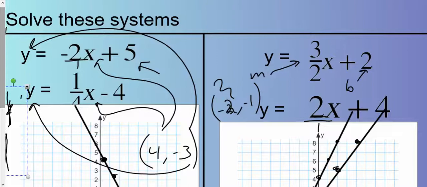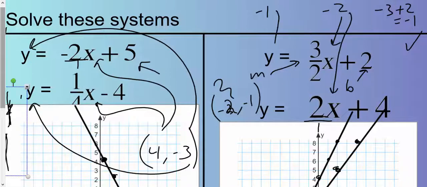And I guess I'll just show you quickly how to check. If I plug in negative 2 right here, and negative 1 right there, 3 over 2 times negative 2 is negative 3. Negative 3 plus 2 equals negative 1, so that one checks out. And I'll plug in negative 2 right here, and negative 1 right here. Oh, maybe it doesn't work. Negative 4 plus 4 equals 0. Okay, so that doesn't equal negative 1 like it's supposed to, so that means I did something wrong. So maybe it was a good idea that I checked.